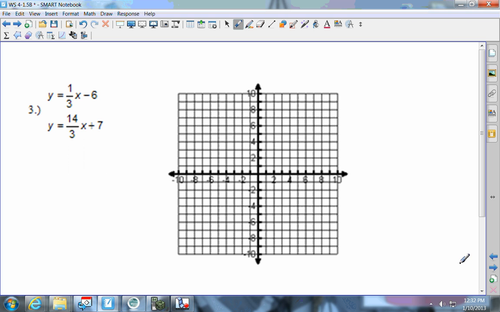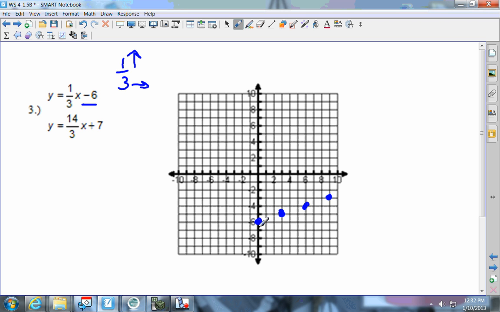Number 3. Going to number 3, I'm going to plot my y-intercept at -6. Put a dot. My slope is 1/3. That tells me to go up 1 to the right 3. So if I start here at my y-intercept, I go up 1, to the right 1, 2, 3. Up 1, to the right 1, 2, 3. Up 1, to the right 1, 2, 3.